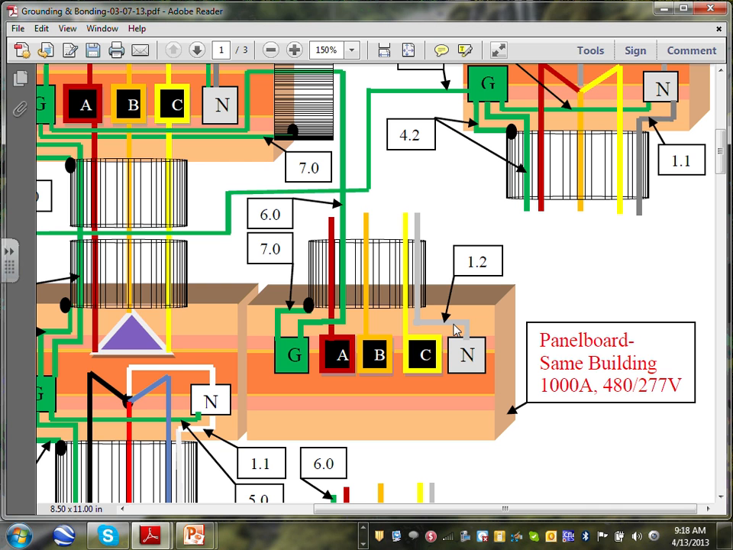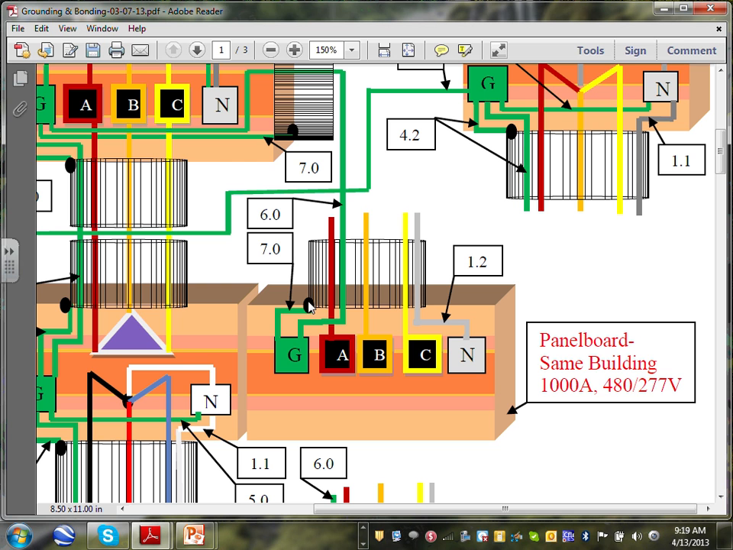If I need a neutral, sometimes you might not need a neutral in the second panel. Okay, and then we'll talk about this one in a second. Then number 6, can you guys see number 6 here? Number 6, this is the so-called equipment grounding conductor. Very important, the terminology that you guys are familiar with. It's called equipment grounding conductor. So we ground with an equipment grounding conductor.